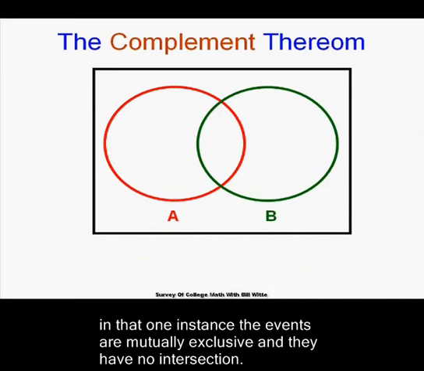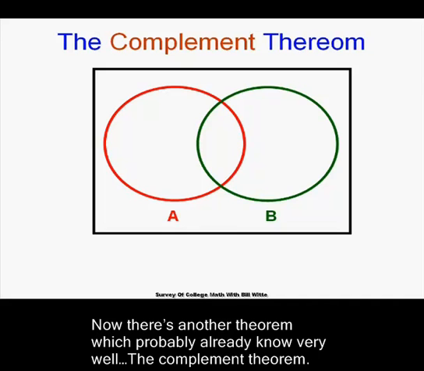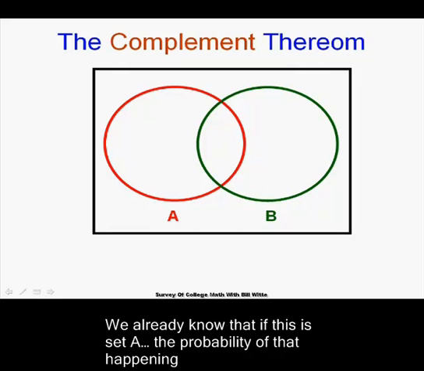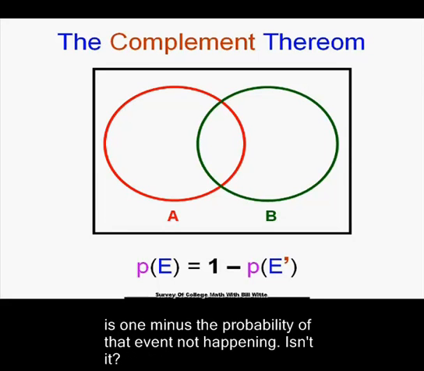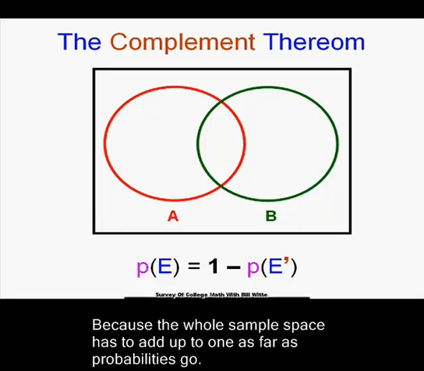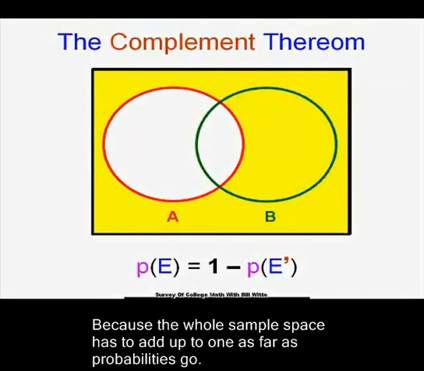Now there's the other theorem, which you probably already know very well also, the complement theorem. As I said, if this is set A, the probability of event A happening is 1 minus the probability of the event not happening, isn't it? Because the whole sample space has to add up to 1 as far as probabilities go.